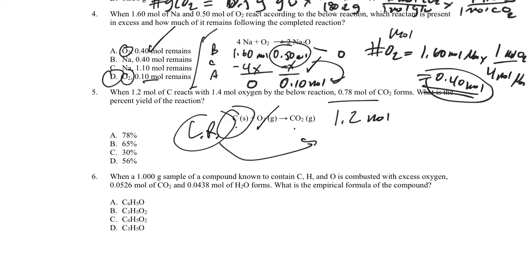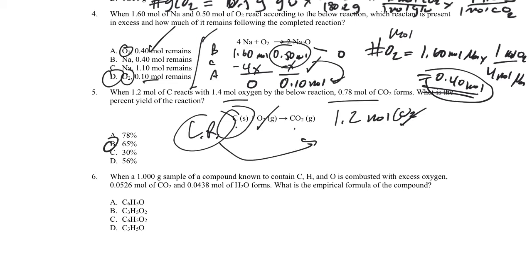So once we have stoichiometry down, we can say, well, carbon, if it reacts fully, makes 1.2 moles, oxygen will make 1.4 moles, so 1.2 is the maximum moles of the CO2 that can be formed. So our percent yield should just be 0.78 divided by 1.2, that's 65% in terms of the yield.